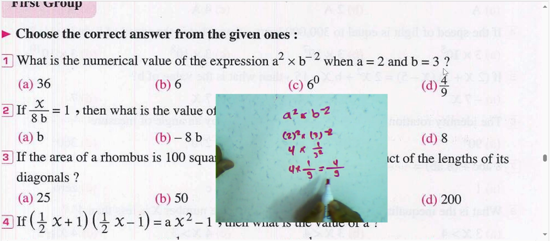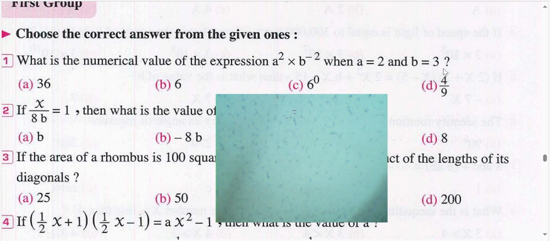The result will be 4 over 9 in the simplest form because 3 power 2 equals 9. 1 over 9 times 4 will be 4 over 9. Choose letter D. Next question here.